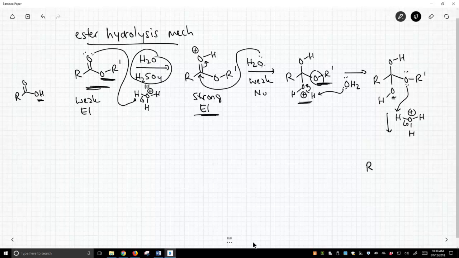Now we protonate over here. Keep in mind our goal. We're trying to get rid of the OR group on our ester. So now we have our OR group protonated. It's ready to leave. Now, as it turns out, and I think this is important, not everybody agrees with me on this, this thing just doesn't leave.